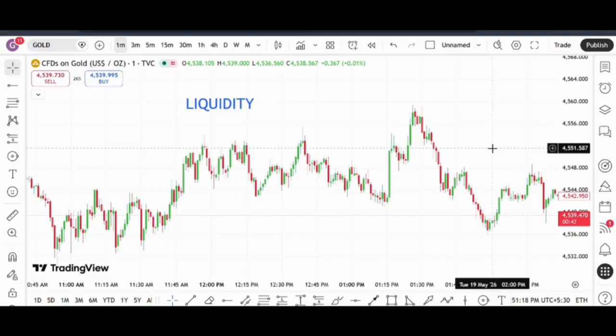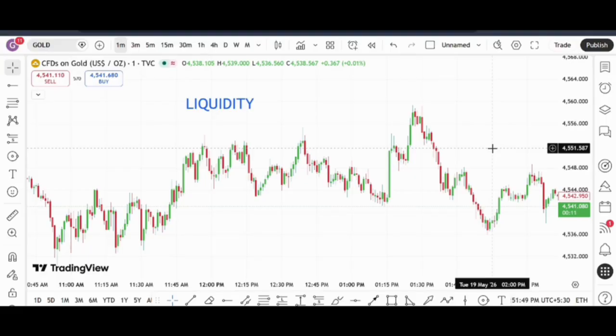Now, first understand this simple thing. Liquidity simply means areas where many orders and stop losses are placed. Big institutions like FIIs, DIIs, and banks cannot enter their huge positions randomly because they trade with very large money. If they place huge buy or sell orders directly, the market will move aggressively and they won't get proper entries, and they also book some losses.